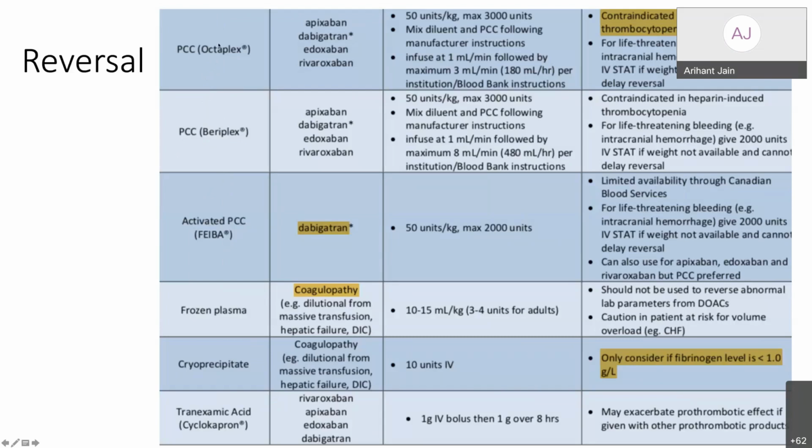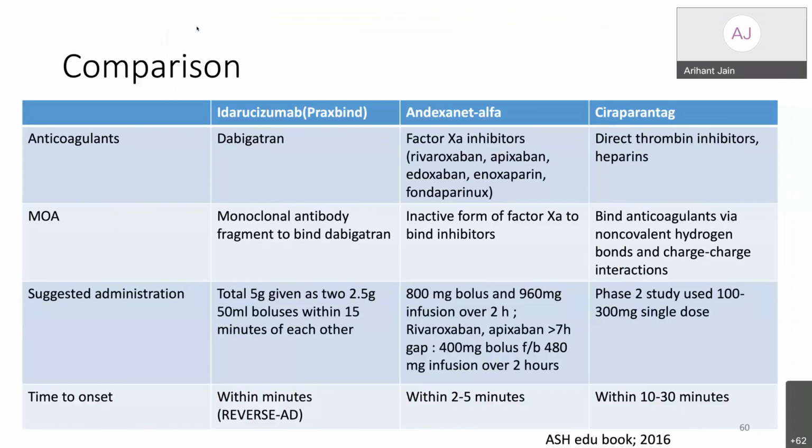Then there are specific antidotes. The specific antidote idarucizumab, we already said that it is for dabigatran. Andexanet alpha, someone was typing, is for factor 10A inhibitors, which means rivaroxaban, apixaban, edoxaban, enoxaparin, and fondaparinux. And there is another new one called ciraparantag, again for direct thrombin inhibitors. The problem is that they are very costly and sometimes difficult to get.